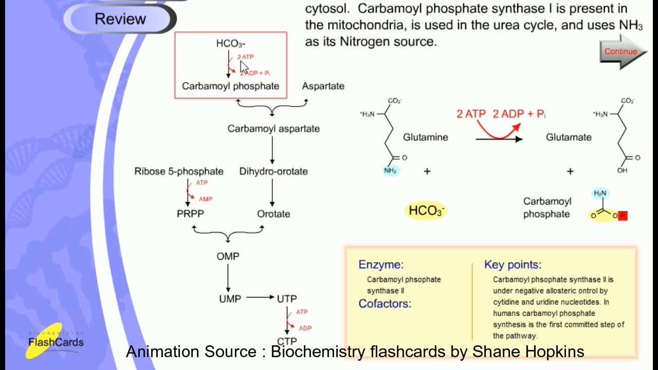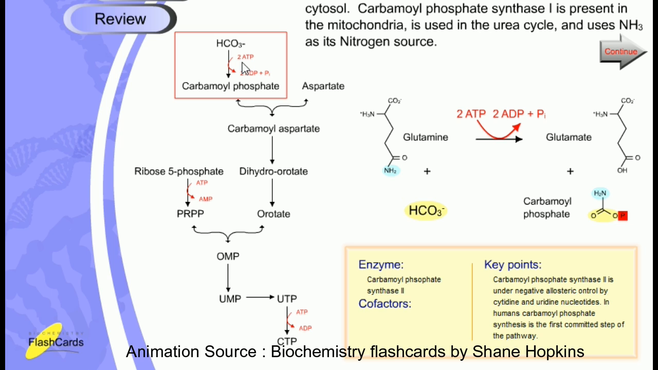Glutamine here acts as a very important ingredient, and glutamine, when attached with bicarbonate, uses energy from ATP hydrolysis, and this step requires 2 molecules of ATP to be hydrolyzed to finally produce carbamoyl phosphate. As they use glutamine, they don't need ammonia, and that's a very good thing because ammonia can be toxic for the cell. The enzyme required to convert this bicarbonate and glutamine into carbamoyl phosphate is known as carbamoyl phosphate synthase 2.